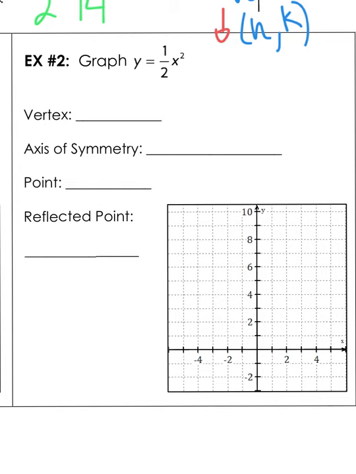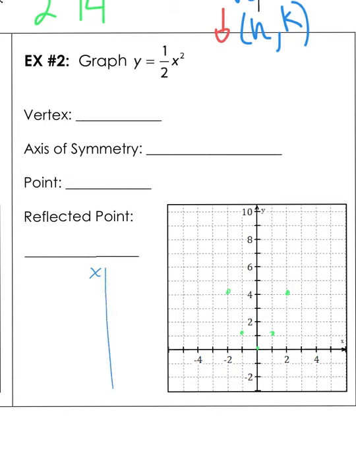Okay, so my parent function is here. And so since I have a shrink, the arms of this parabola should get pushed this way. So it's going to get pushed so it's closer to the x-axis. So you're going to see this getting wider. So let's see what that looks like.